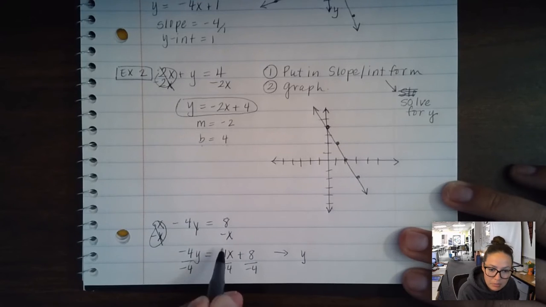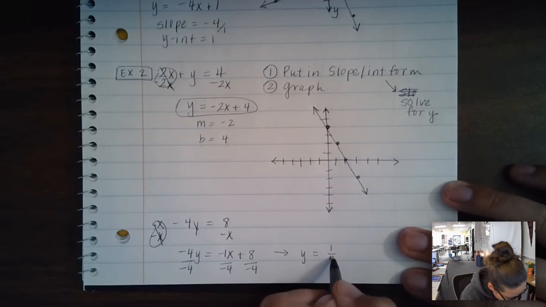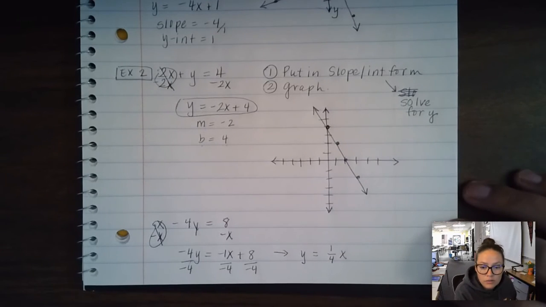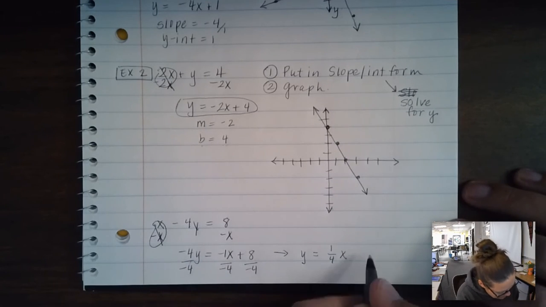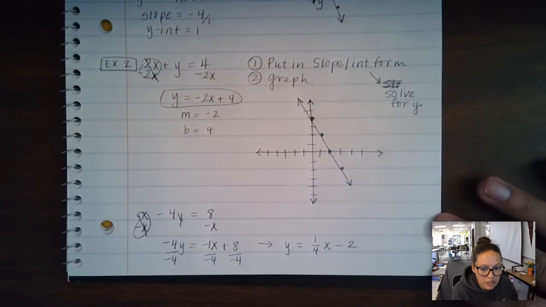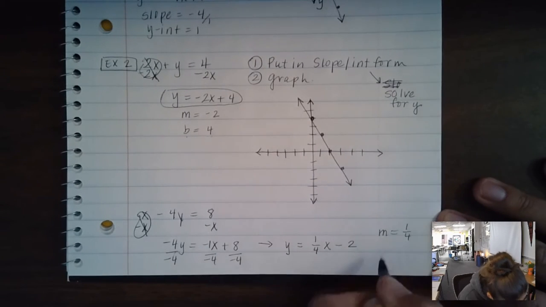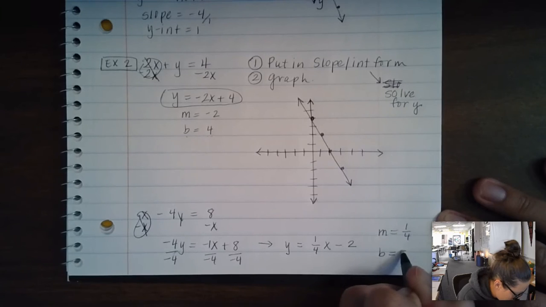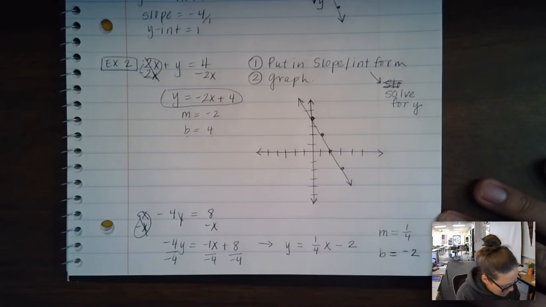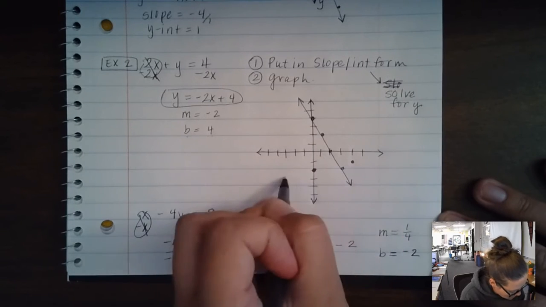Now, how can we simplify this? A -1 over a -4, that's just 1/4. 1/4 x. 8 divided by -4 is -2. So now we are in slope-intercept form. M is 1/4. B is -2. All right. Start at -2, go up 1 over 4.